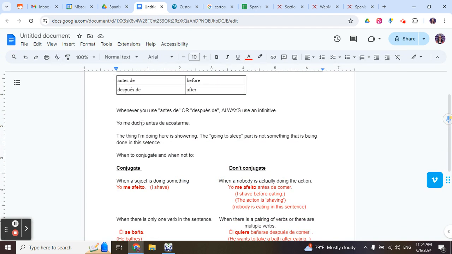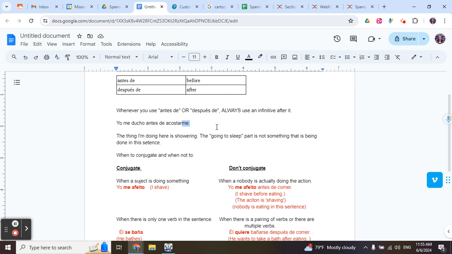So whenever you use antes de or después de, you always use an infinitive after it. Okay, and so I'm going to show you. So if I say yo me ducho, and here you see, antes de acostarme, I take a shower before going to bed. Notice how this is in the infinitive form. I changed the pronoun on the end because I'm referring to myself. So sometimes, even when it stays in the infinitive form, you might have to change the reflexive pronoun to indicate to whom something is happening or who is going to bed.